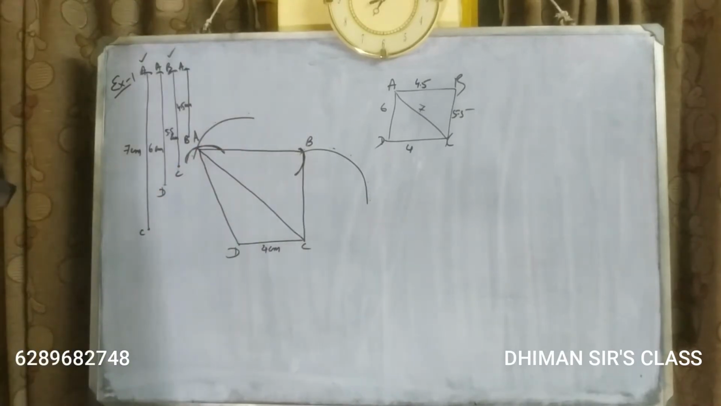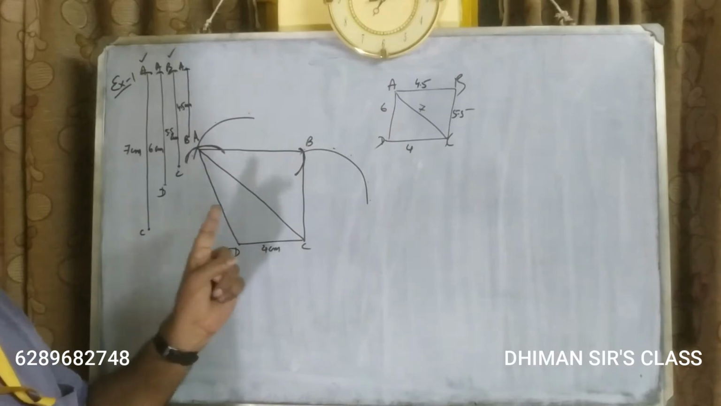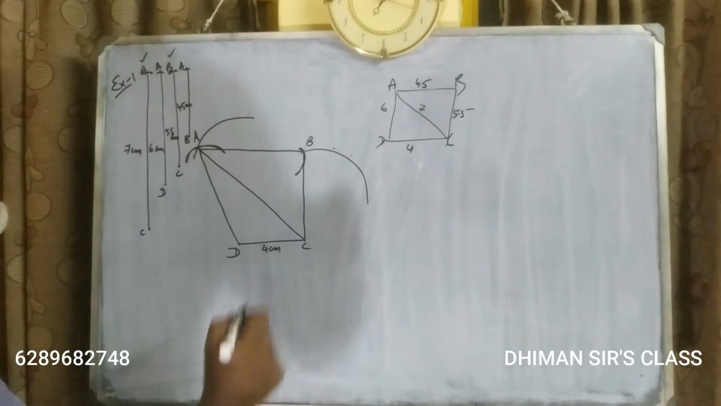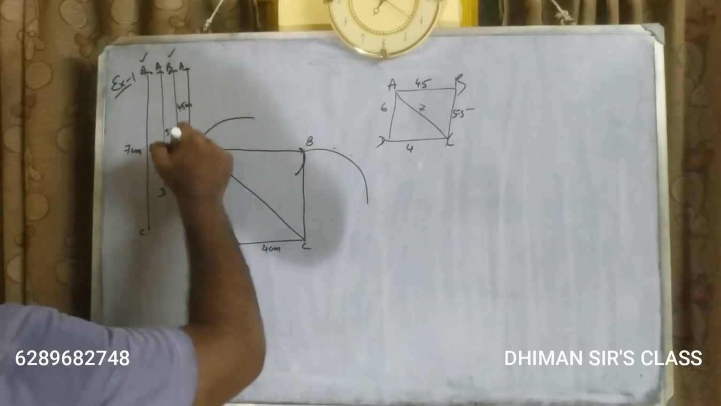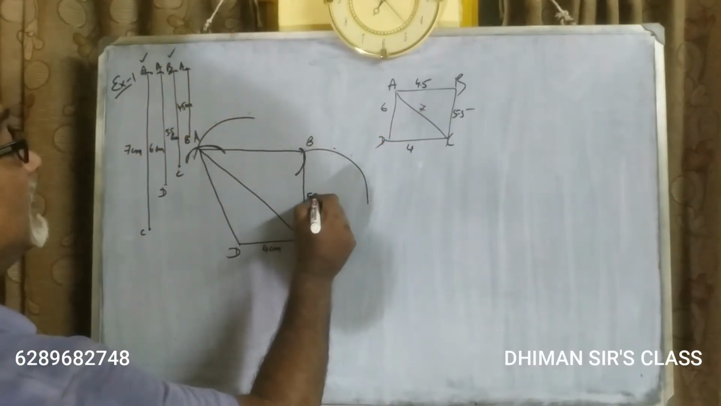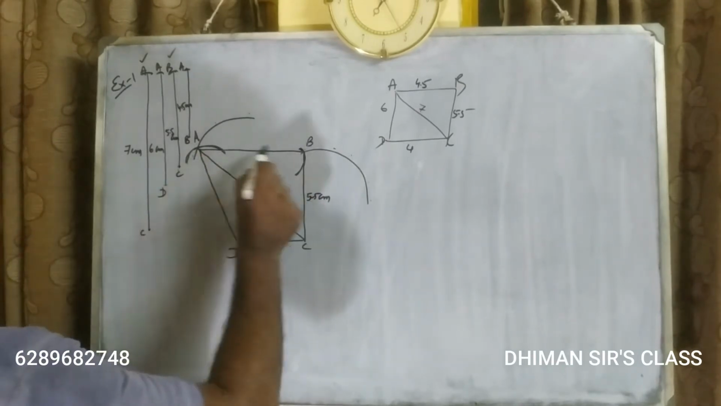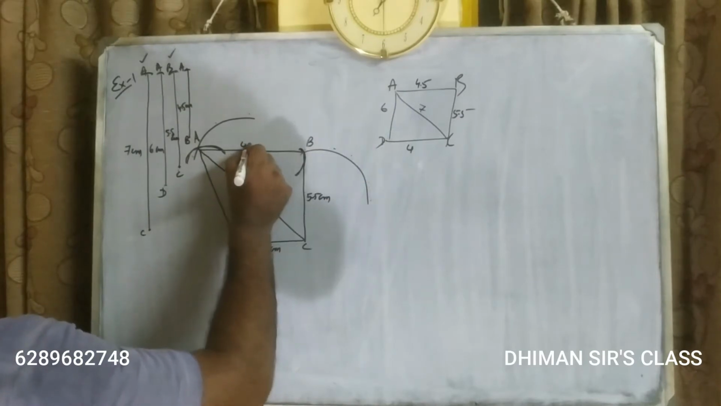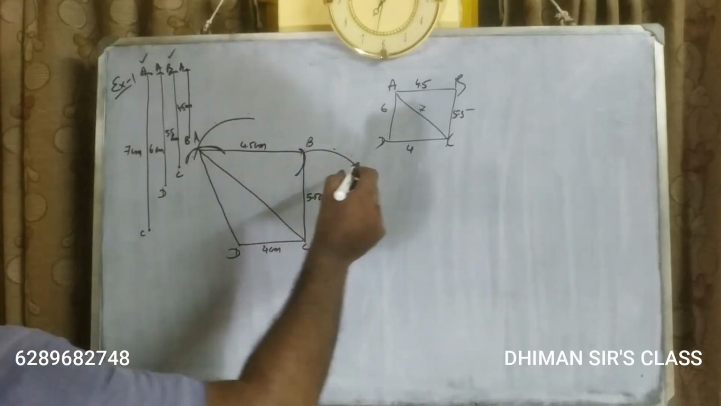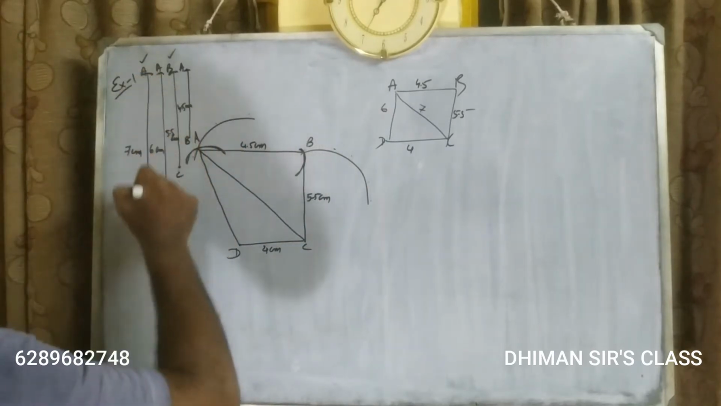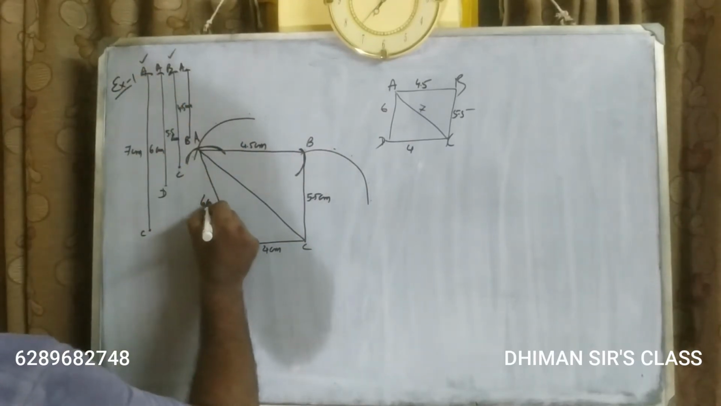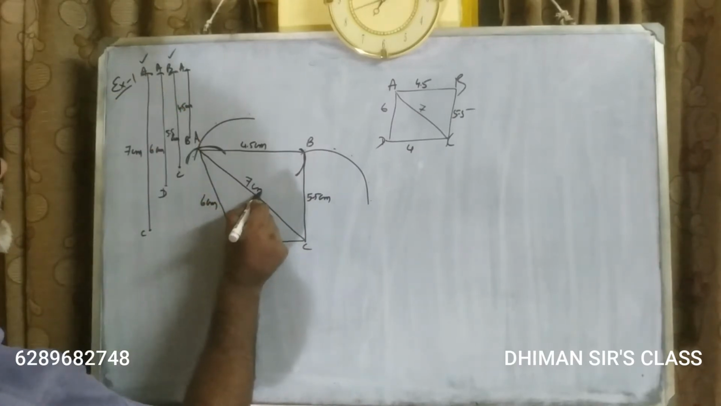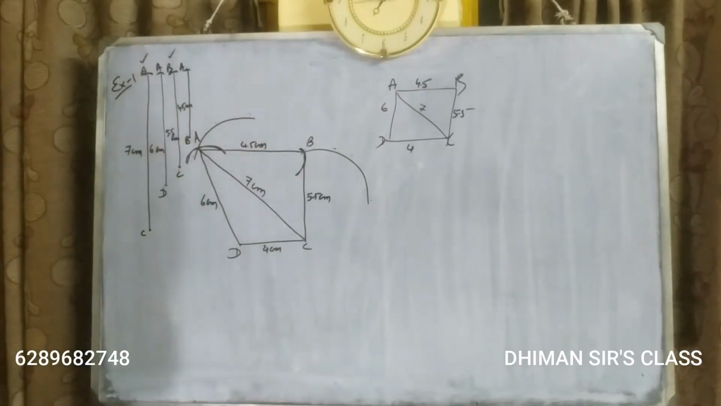Whatever is given in the question, all must be depicted into your main construction. And whatever measurements are given, that also has to be written. So BC 5.5 centimeter, AB 4.5 centimeter, then AD 6 centimeter, and AC 7 centimeter. So this sum is over.